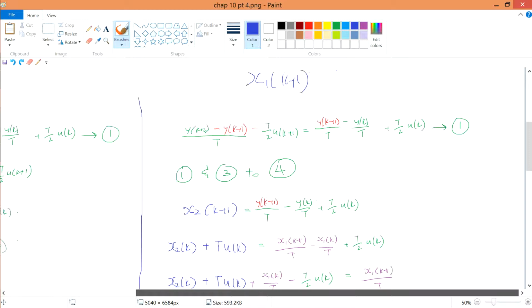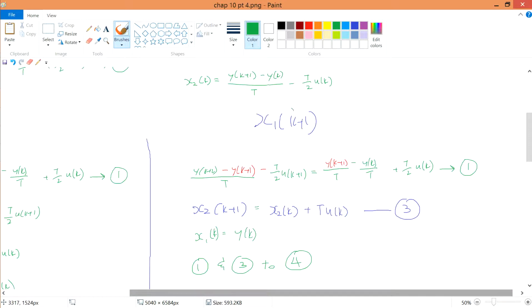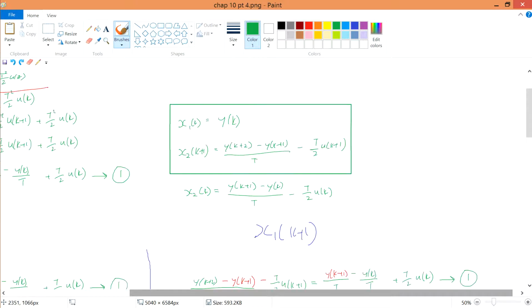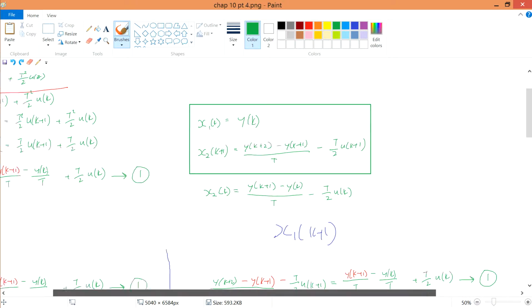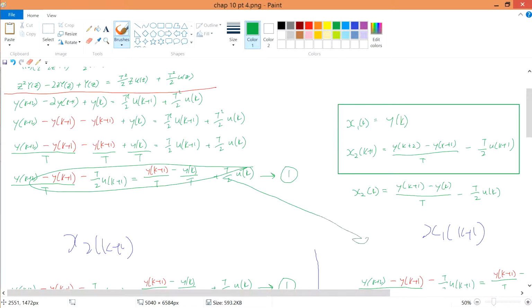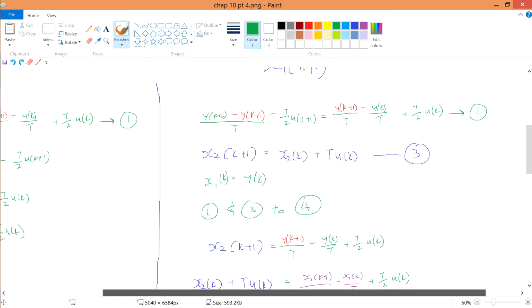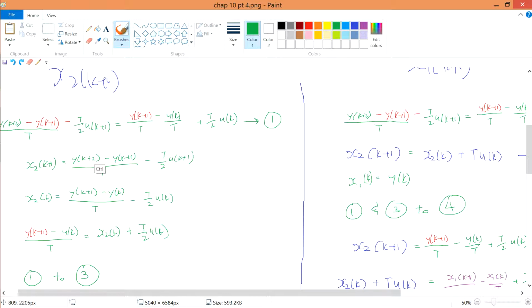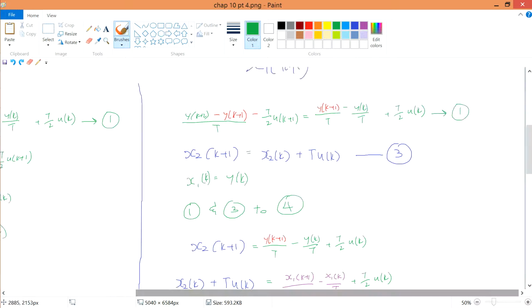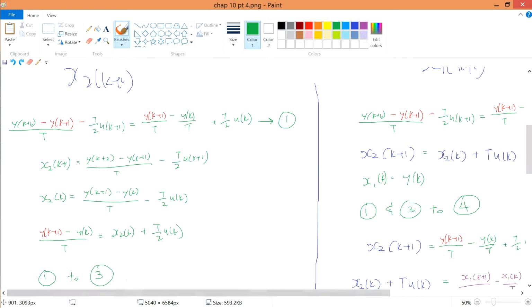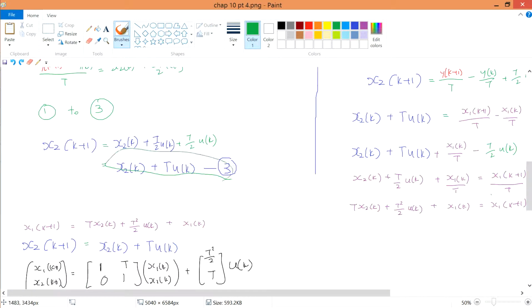Now I'm going to find my x1k plus 1. In order to derive x1k plus 1, you use equation 1, so I bring it all over here. Next, this thing over here is my x2k plus 1 from the previous understanding. It is equal to x2k plus 1, so I rewrite it as x2k plus 1. Then I know that x2k plus 1 is equal to x2k plus tuk, which is equation 3, which we have derived and shown just now.